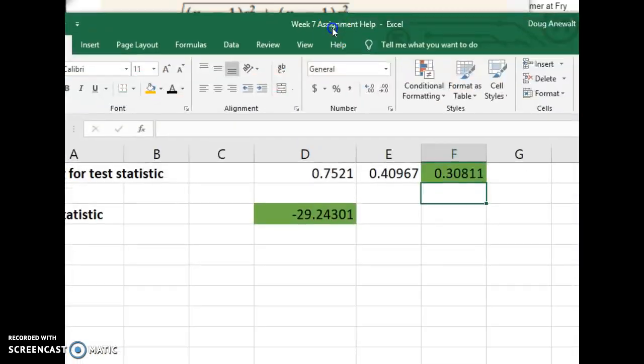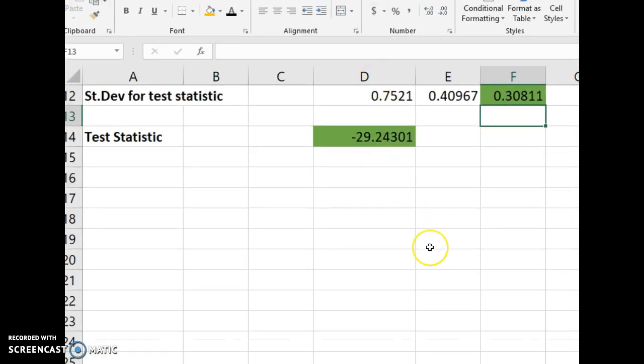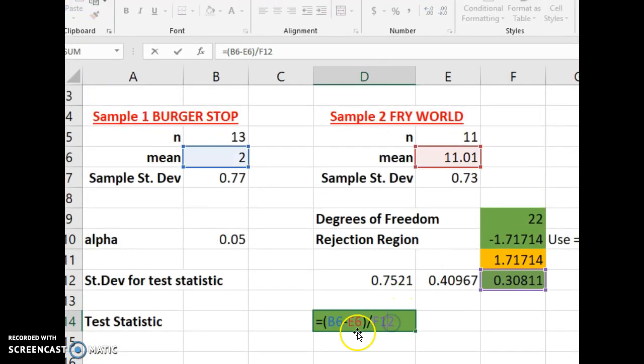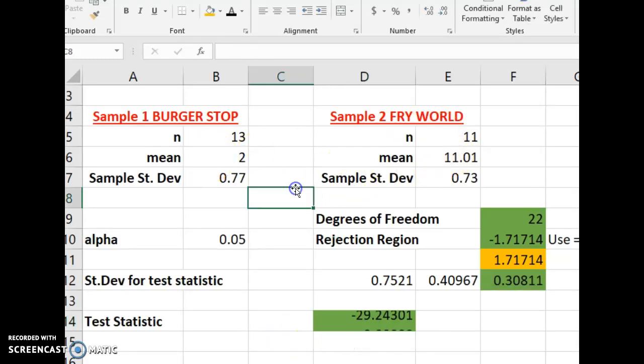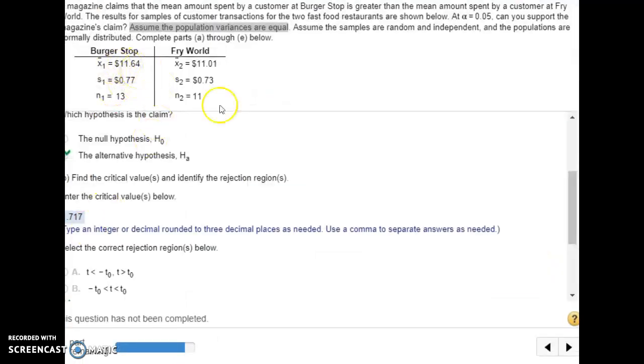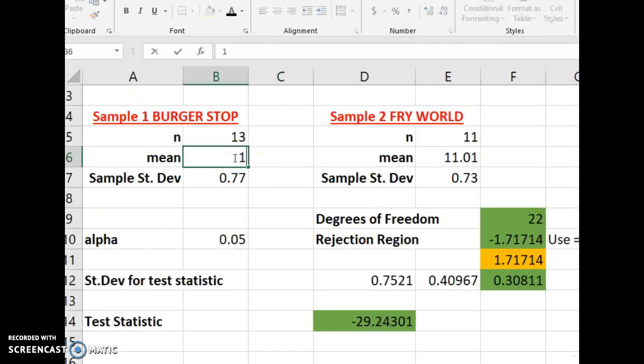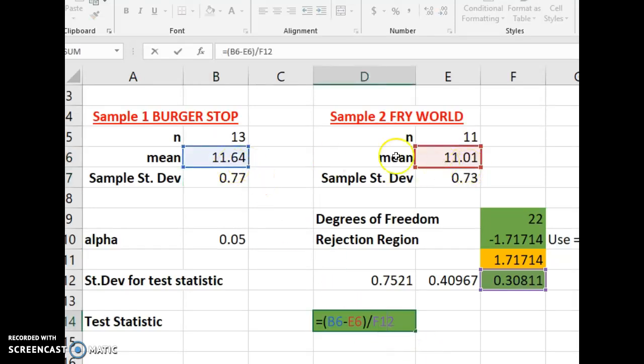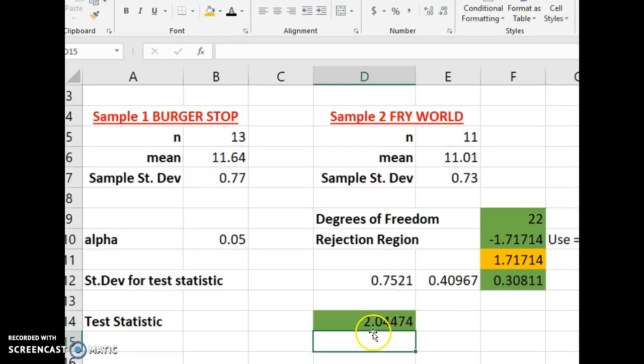So now, let me come back in here. To get that test statistic, we're subtracting the two means. And that first mean should be 11.64. I'm not sure when that got changed. But subtract the two means from each other and divide by that standard error we just calculated. And when you do that, we get our test statistic.